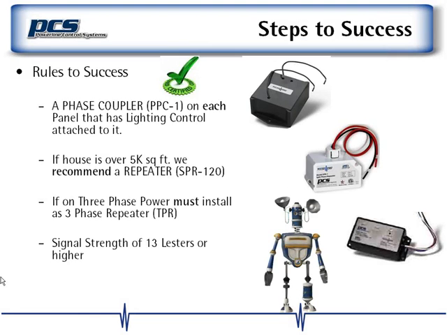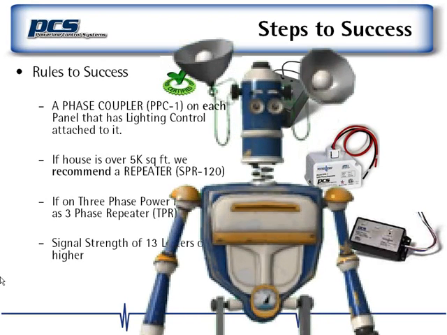And last is you want to have a signal strength of 13 Leicesters or higher. And what's a Leicester? Well, that's our unit of measurement. And sooner or later, he's going to get bigger and bigger and bigger and take over what's going on the job site.